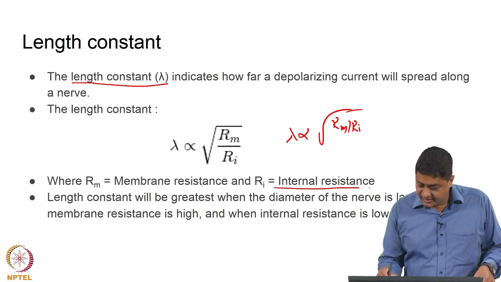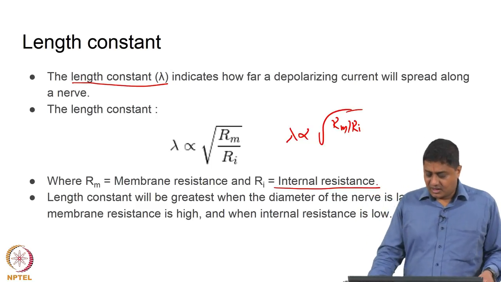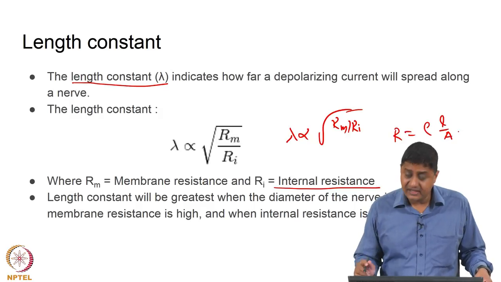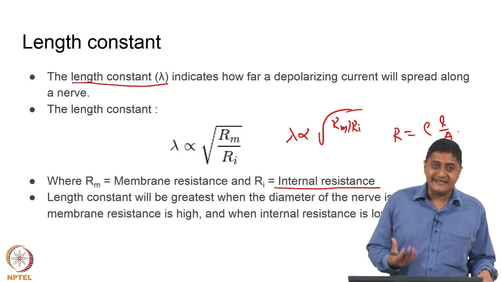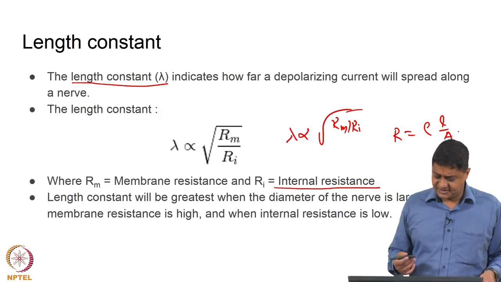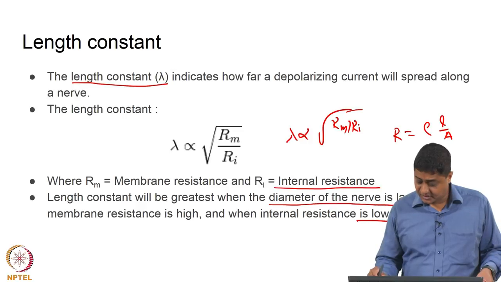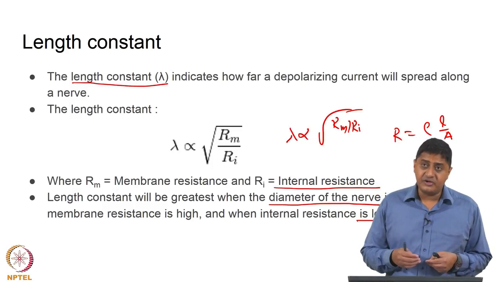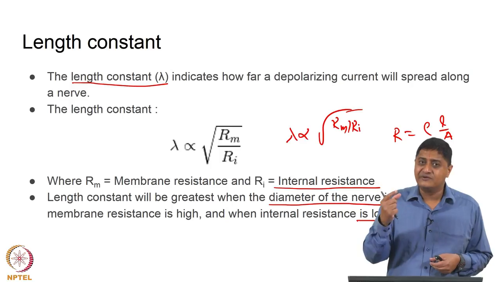Where Ri is the internal resistance, and we know something from metallic conductors, right, and their resistance is basically R is rho L by A. Basically, as the length increases, the resistance increases, and as the area increases, the resistance decreases. A similar situation is true also in the biological membrane. The internal resistance is low when the diameter of the neuron is large, right. So, one way for me to have a relatively large length constant, to ensure that the depolarizing current will travel a far distance, is to ensure that the nerve diameter is relatively large.